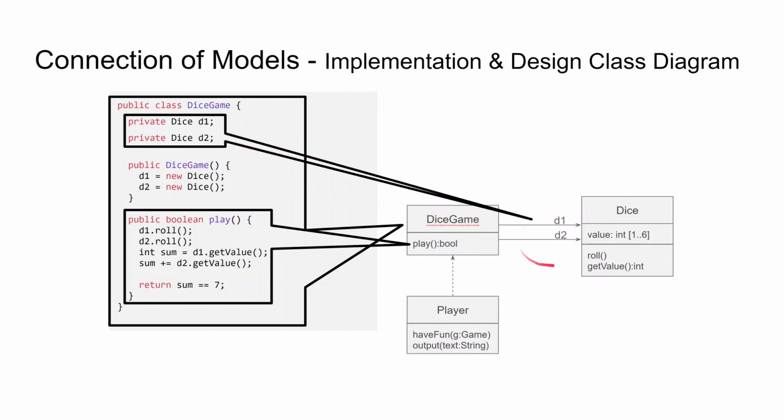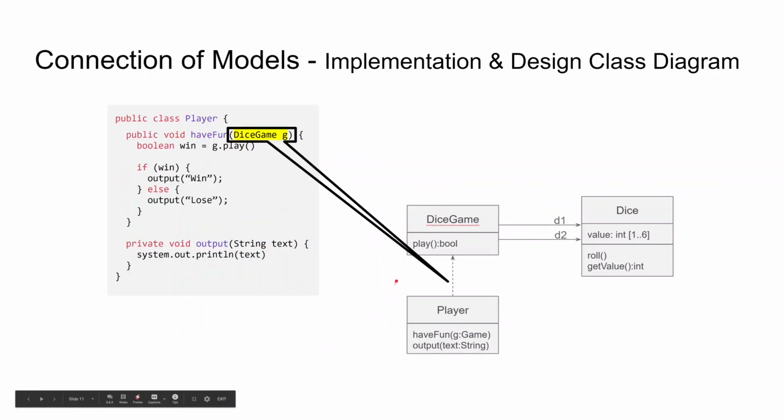If we have associations, we implement these as fields or member variables, or whatever you call them in your particular language. And of course, we implement the operations also. So in this way, we know that we should have an operation called play, returning a Boolean value, and inside of this there should be some kind of implementation.